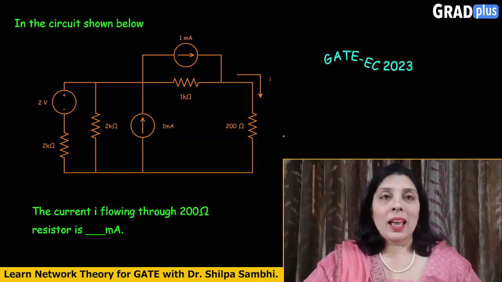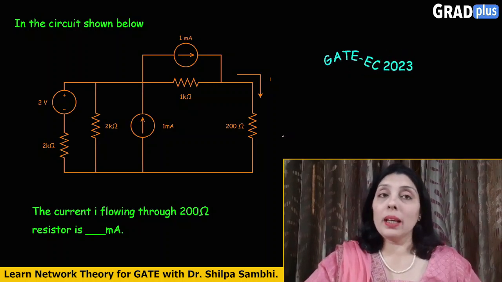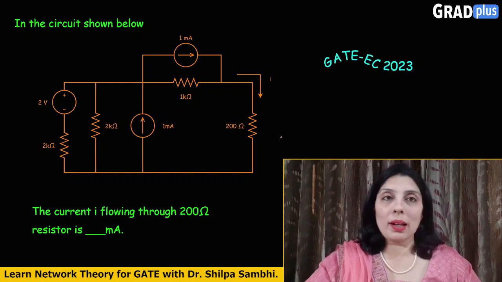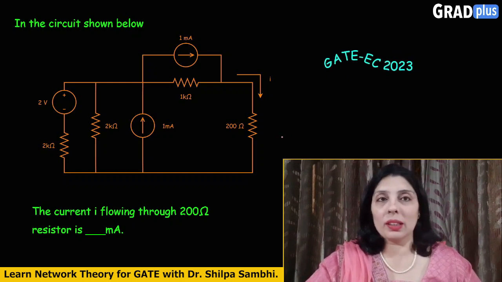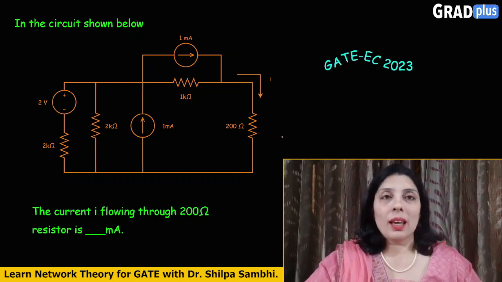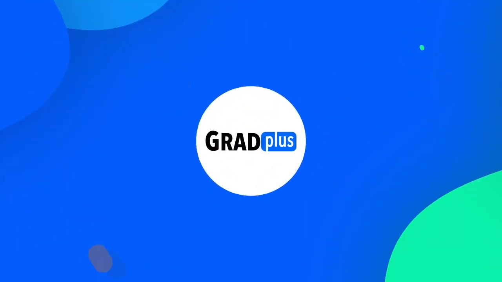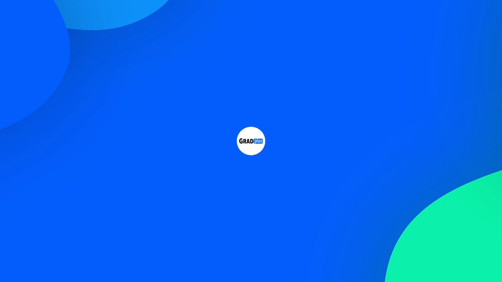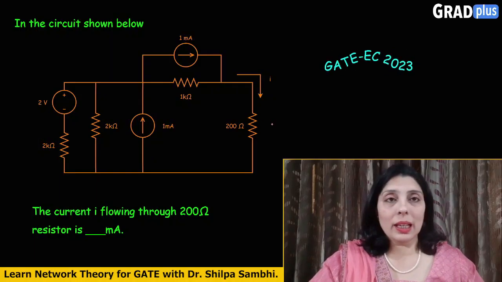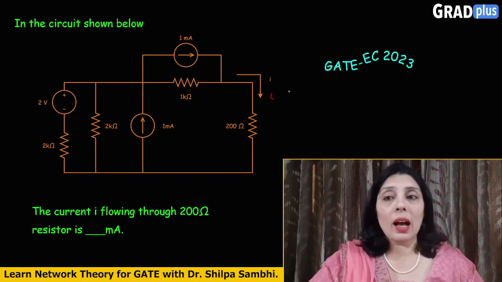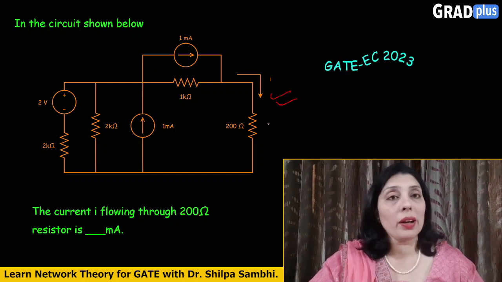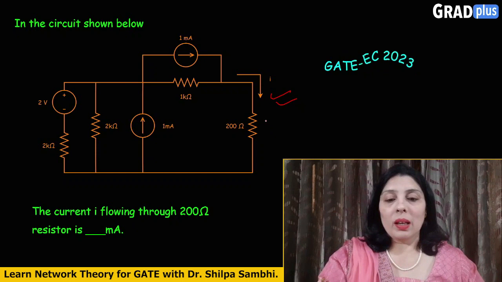Hello friends, in this video we have come up with the latest question which has appeared in the GATE examination of Electrical and Electronics Engineering in this year 2023. So we are given this circuit here and we are asked to calculate the value for the current I which is flowing through this 200 ohm resistor.